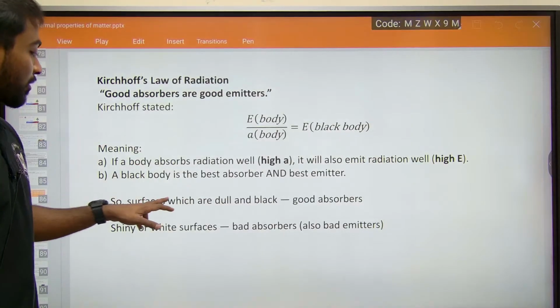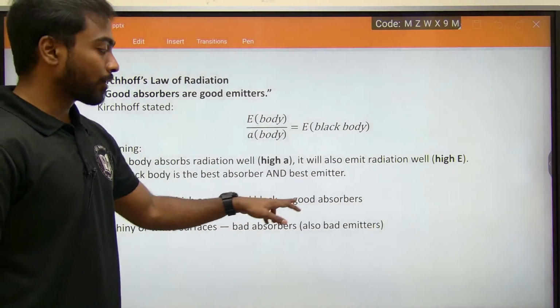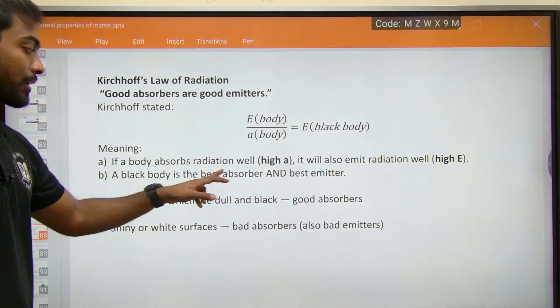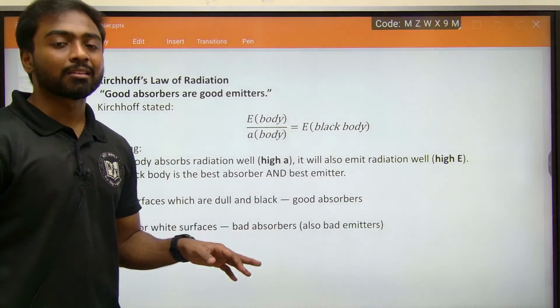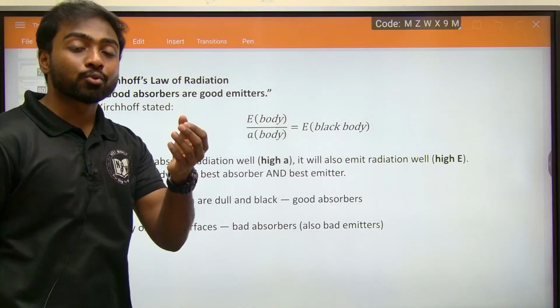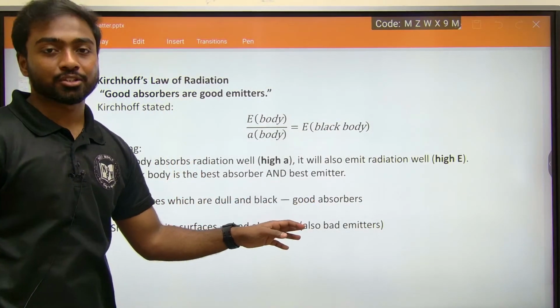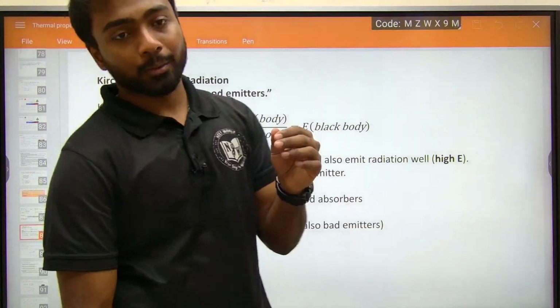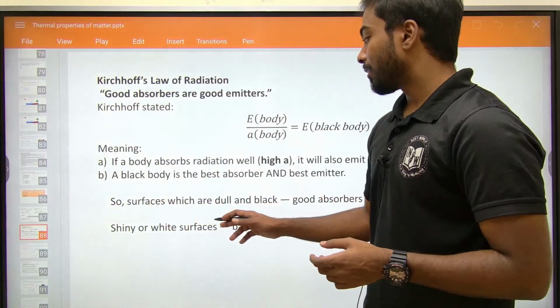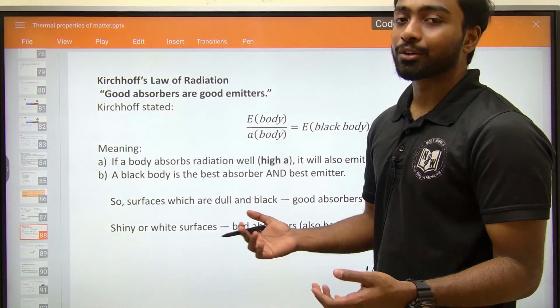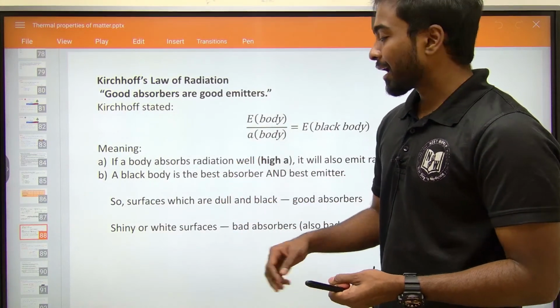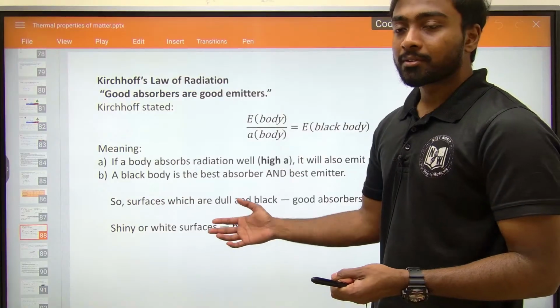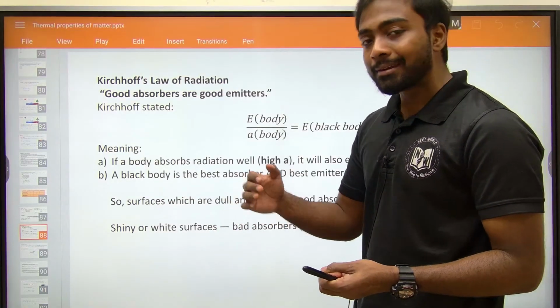Surfaces which are dull and black are good absorbers. Shiny or white surfaces are bad absorbers. That's why people say don't wear black shirts. When we wear black or dark shirts, the absorption power is greater, and when we wear light shirts, the absorption power is less.